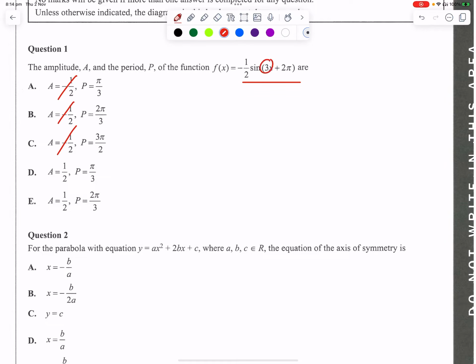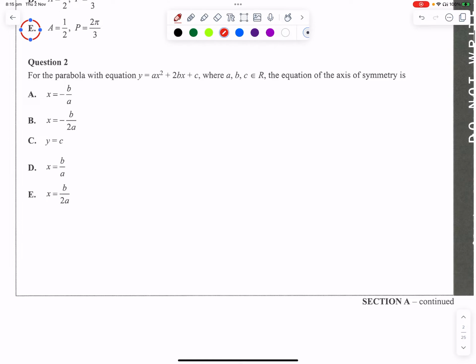And my period is always 2 pi on the coefficient of x, which in this case, where's my rubber? Far out. It's just been one of those freaking days. Okay, so 2 pi on 3. Oh, why did I even write that? It's just that, e.